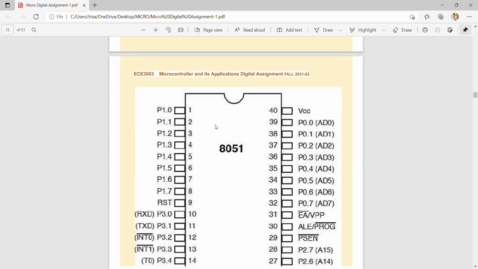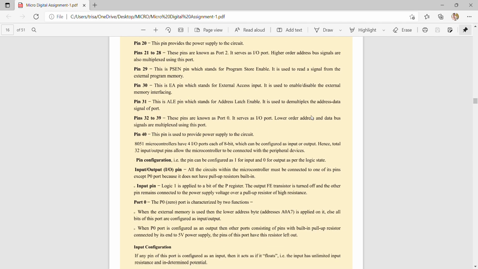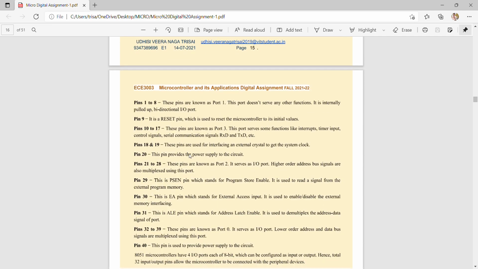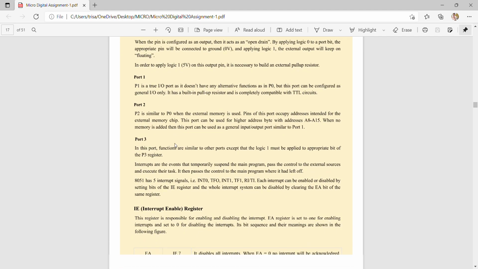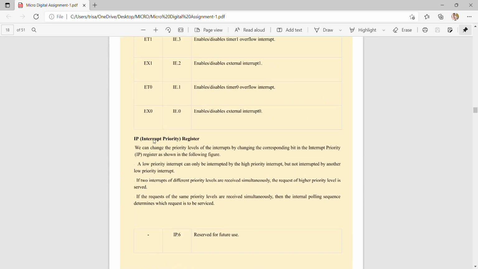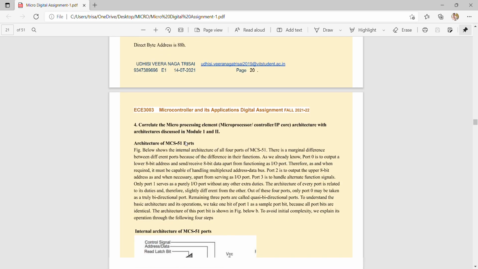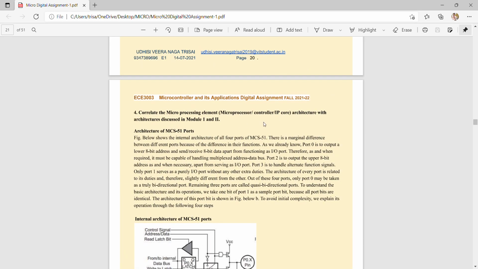And these are the 8051 ports. These are the port 1 pins, and they clearly explain pin 1 to 8 and pin 0, and what is the use of each. Again, here you can see the IP interrupt register. These are the tables. And the fourth one is to create a microprocessor element architecture, which was discussed in modules 1 and 2.